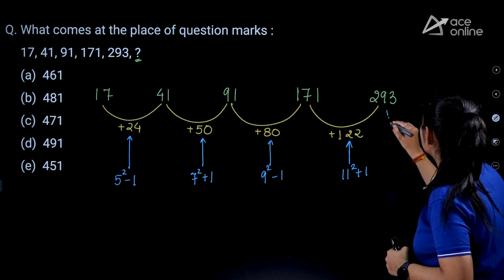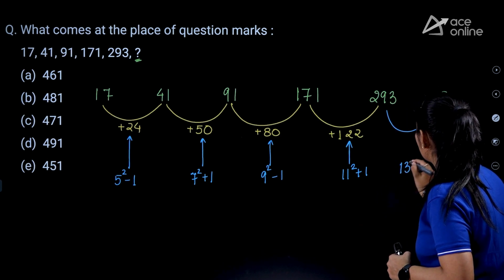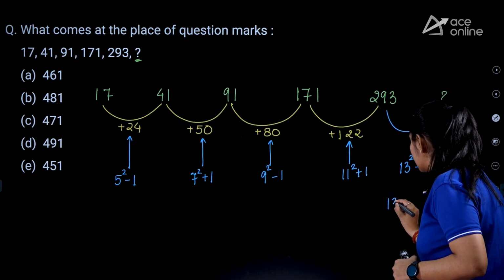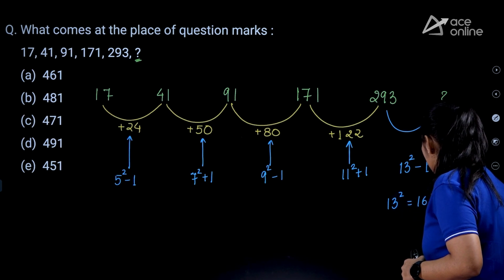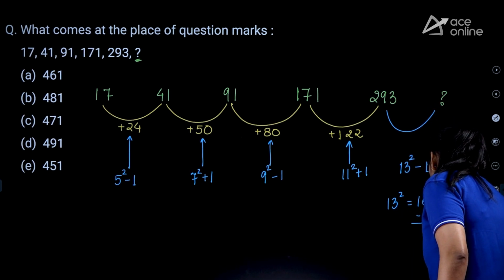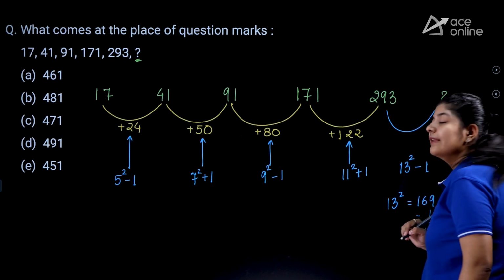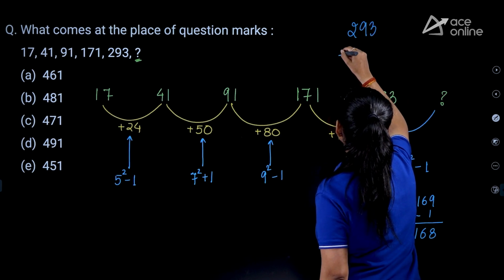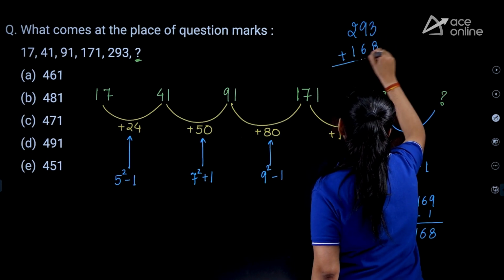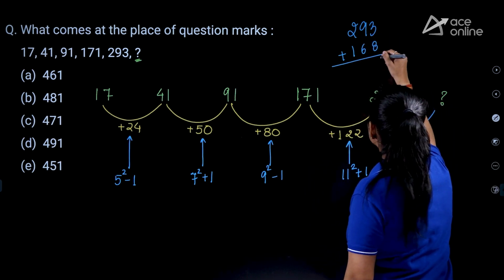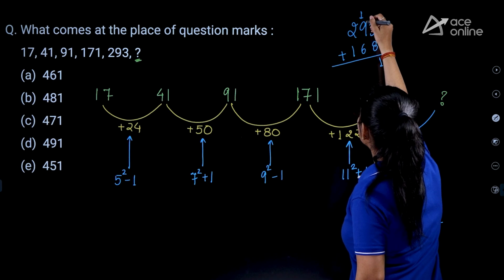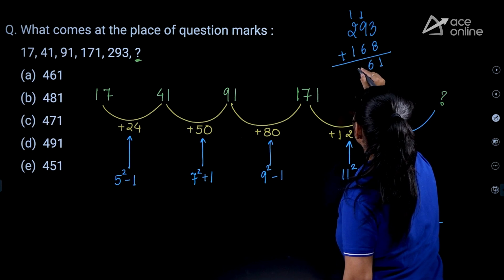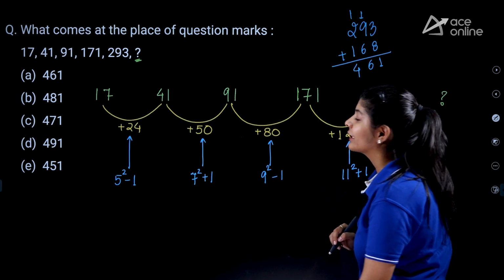So the next term is the square of 13, but we have to subtract 1 from it. The square of 13 is 169, and we subtract 1 from it, so we get 168. So the answer is 293 plus 168. 8 plus 3 is 11, so the 1 is carried forward. 9 plus 6 is 15, 15 plus 1 is 16. And here we have one more. So the correct answer is 461.